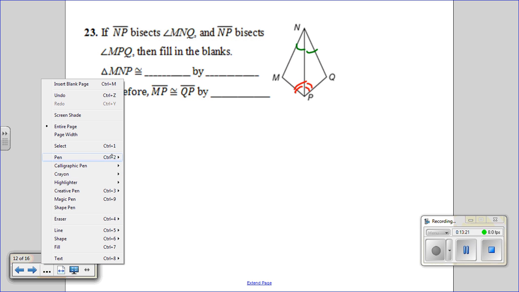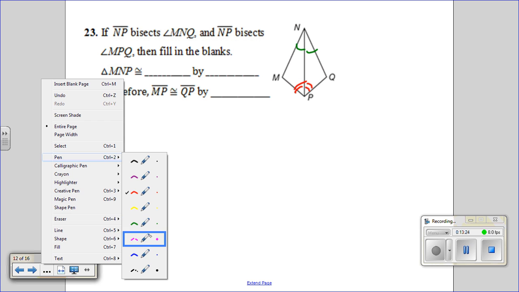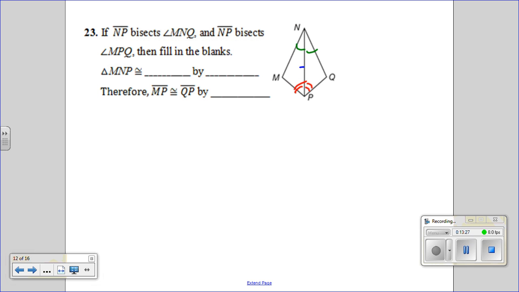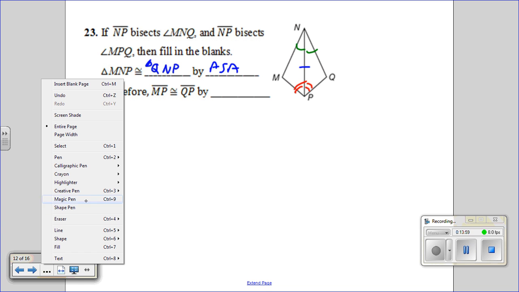Again, we know that NP is a shared side by both triangles. So we have angle, included side, and angle. So we do have congruency. MNP is congruent to QNP. Forgot my triangle symbol. By angle, side, angle. Therefore, MP is congruent to QP by what?